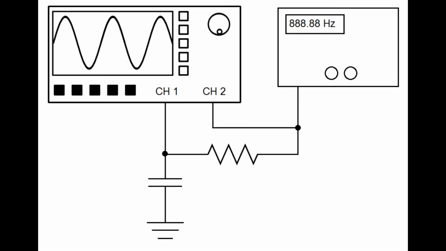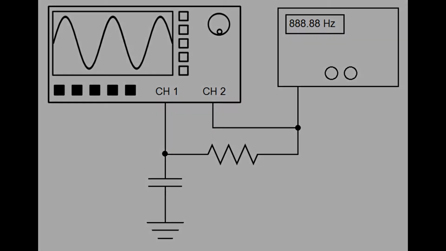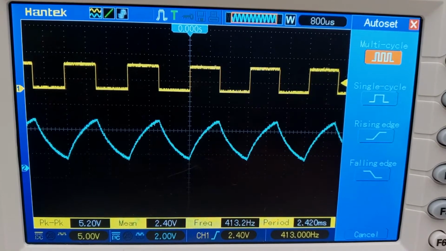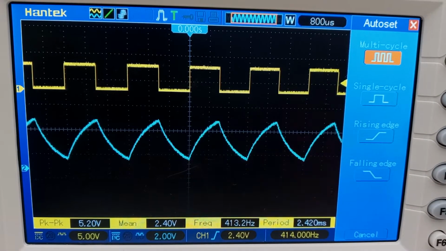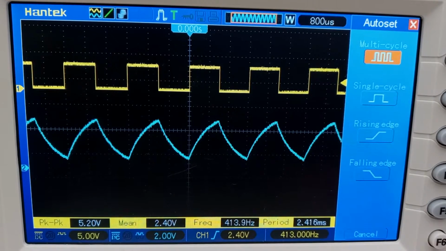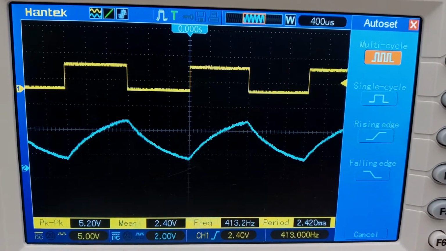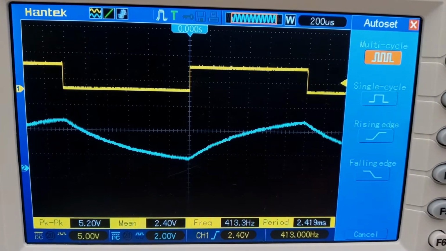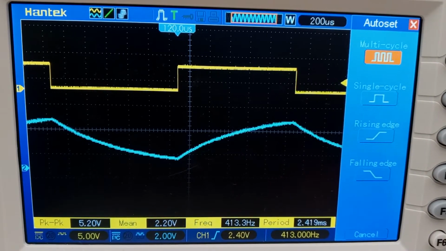We connect the components as shown in this schematic. First, let's generate a square wave to study how the circuit works. The square wave, shown by the yellow trace on the oscilloscope screen, is a signal that switches from 0 volts to a high voltage and back again, with very little slope in between.